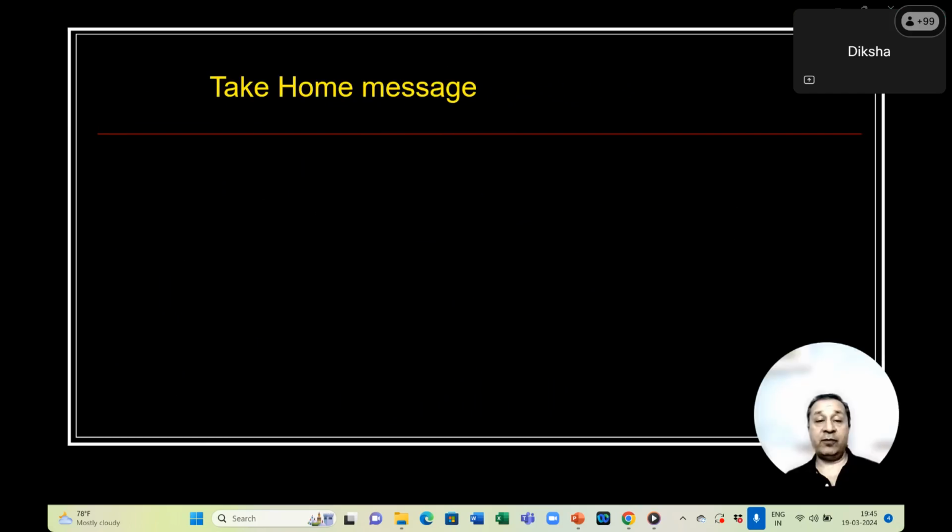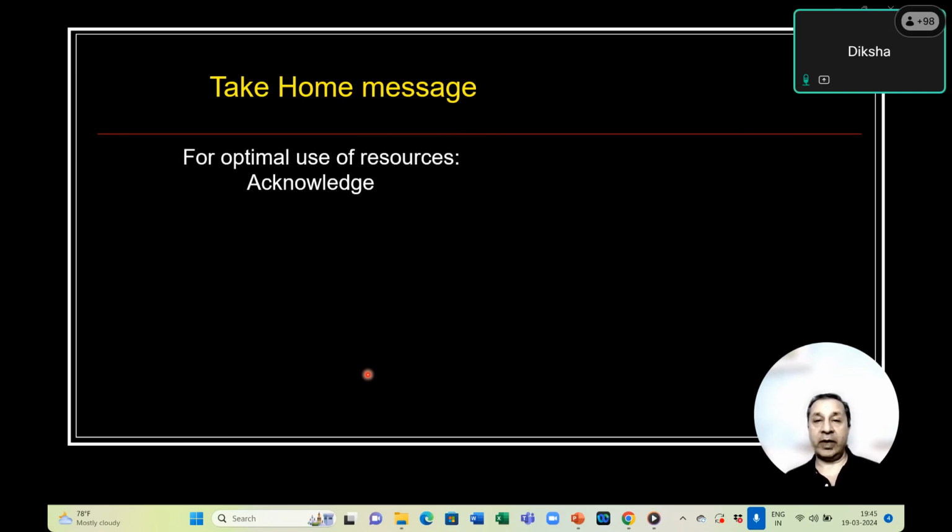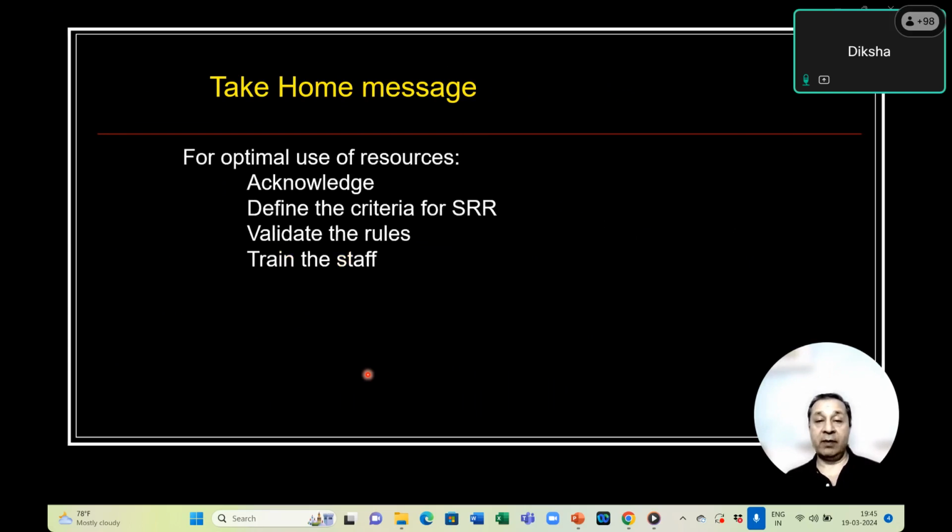Thus, if I have to give you a take-home message from this entire activity of slide review rules, the flagging criteria, etc., what am I trying to tell you? For optimal use of resources, we first of all need to acknowledge that this is something we need to do in our respective laboratories. We need to define the criteria for the slide review in our respective labs. We need to validate these rules by doing the activity which I just showed you in the last few slides. We need to train our staff to ensure that they are looking into the activity of doing this work, and we also need to implement it eventually.